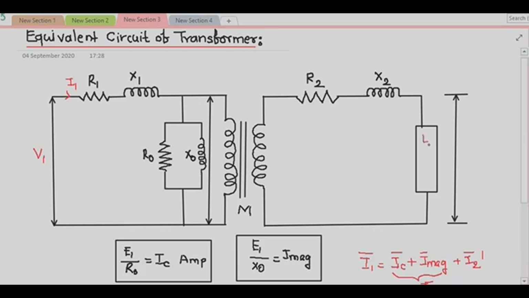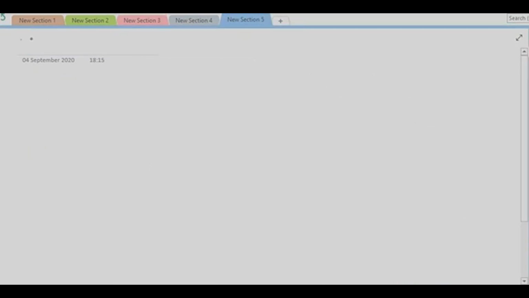Here, this is your load. Now, let us see how the transformer will behave on load. How the practical transformer will behave on load. So, let us see that. So, I will write down here: transformer on load.